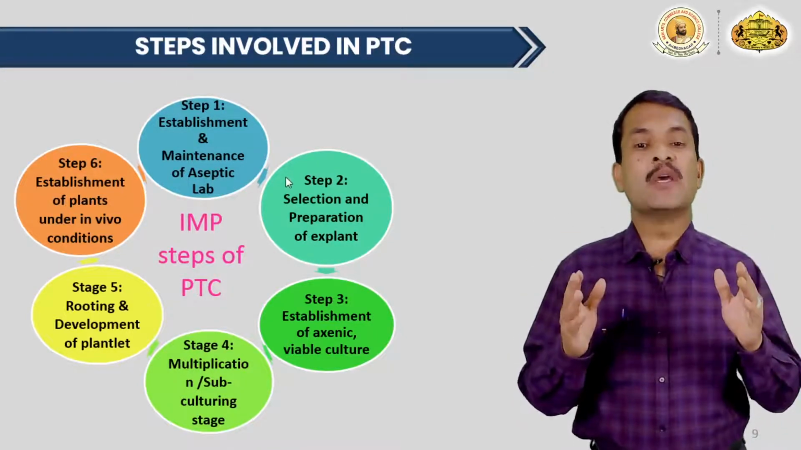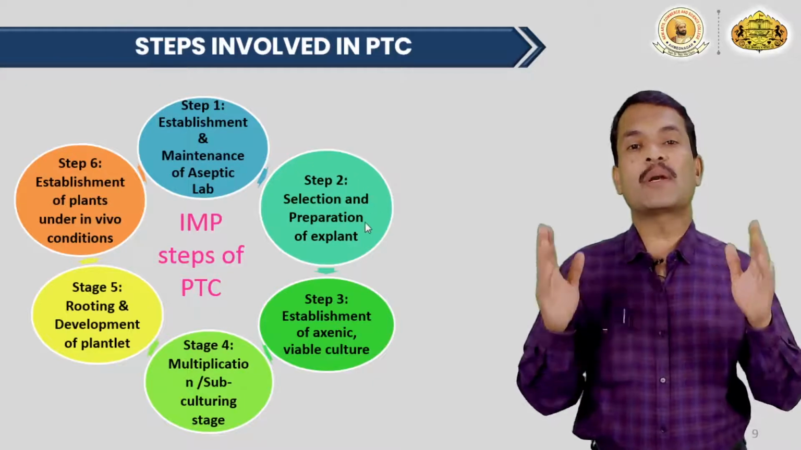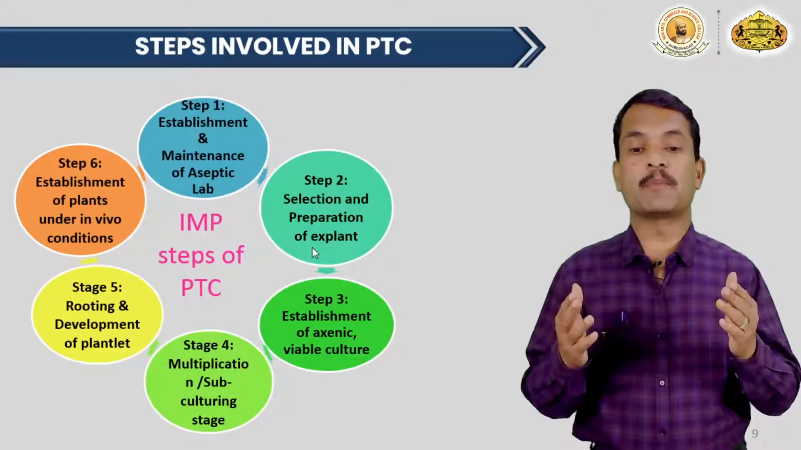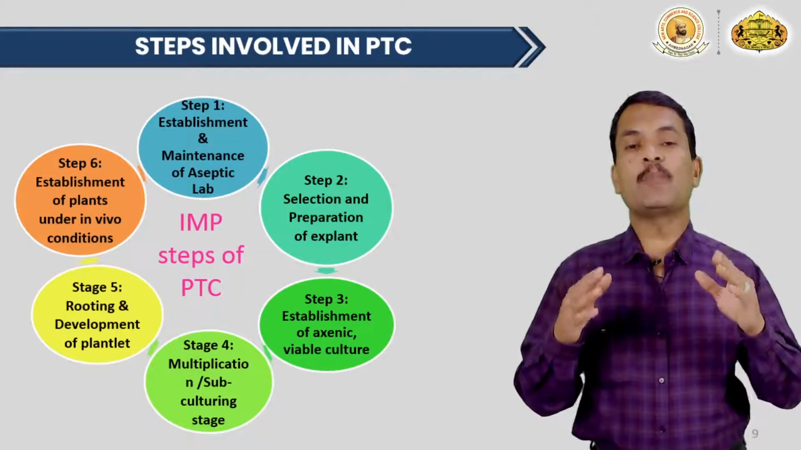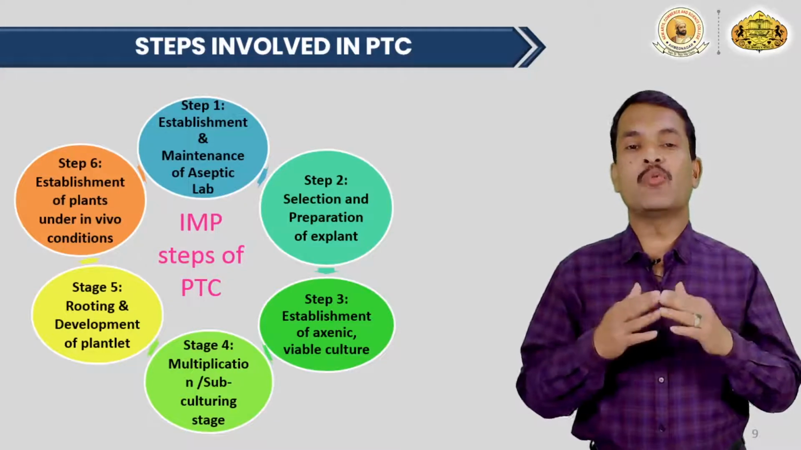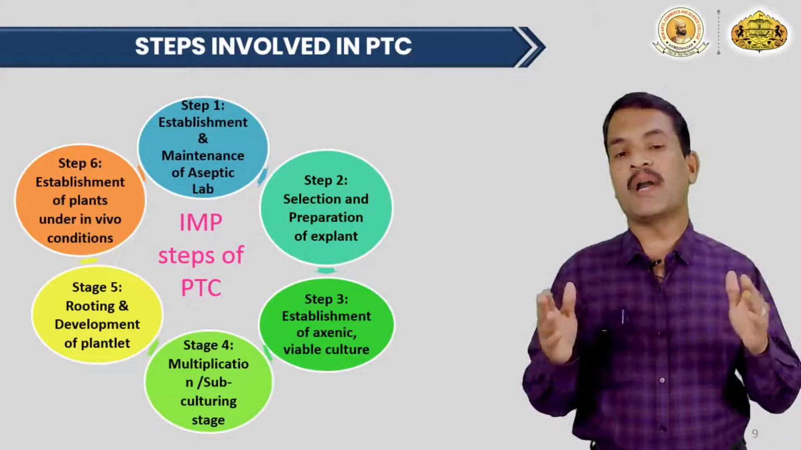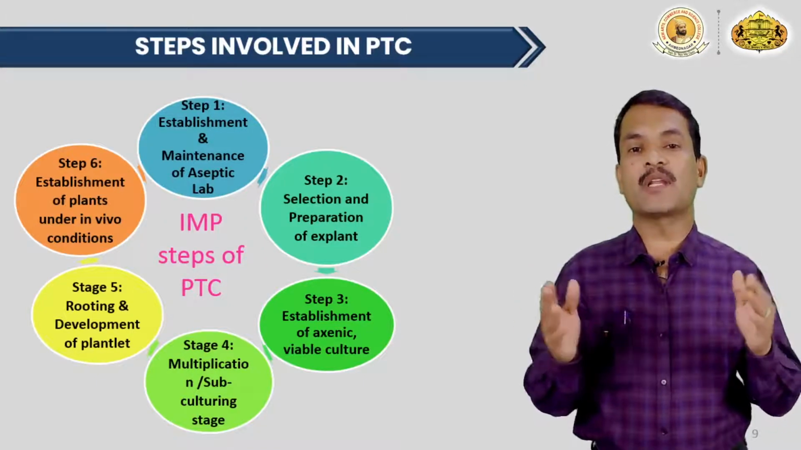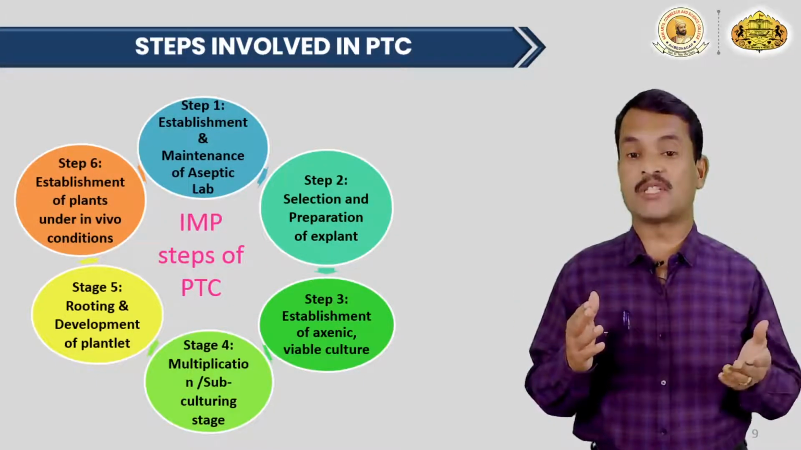Then the second step is the selection of the plant material for your tissue culture purpose. There you are going to prepare that plant material. So one may say that this step may be divided into the selection of the plant material and the preparation of the plant material, or explant, for the inoculation purpose.